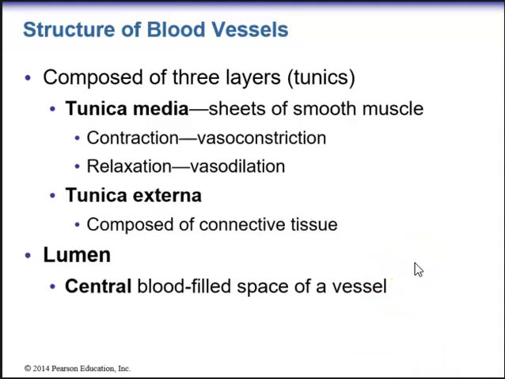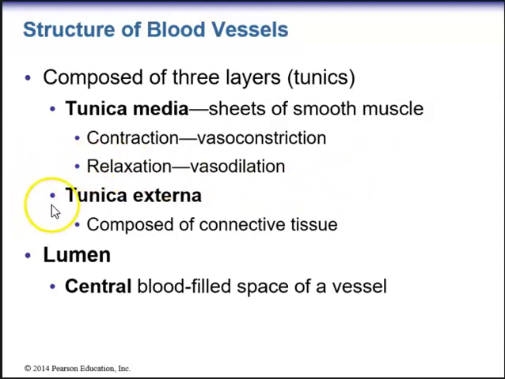The second layer, this middle layer, is the tunica media. When you think tunica media, think middle muscular layer. The tunica media is made up of sheets of smooth muscle. Contraction of this muscle causes vasoconstriction. Relaxation of this layer causes vasodilation. Okay, and remember when we talked about what smooth muscle does and how it lines blood vessels as well as the hollow organs of the body.